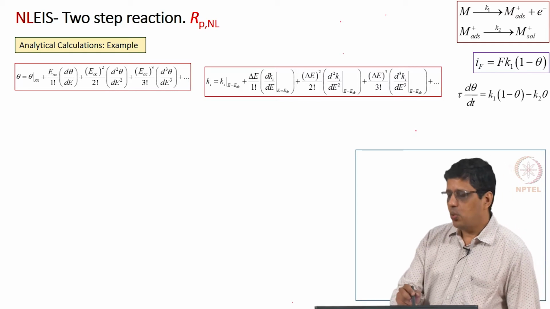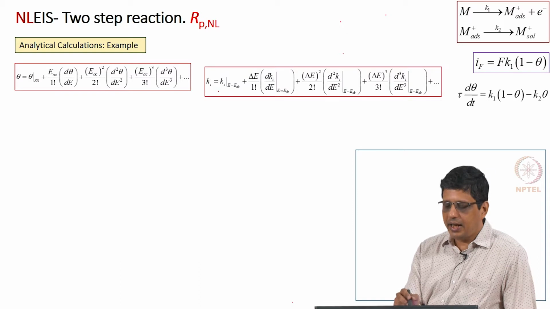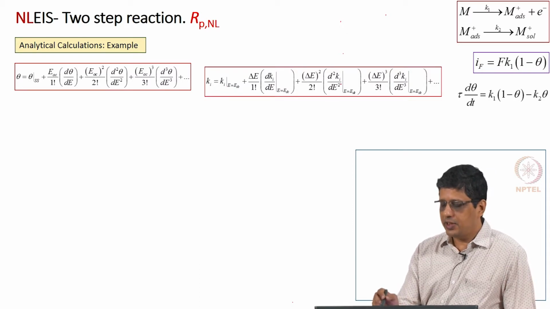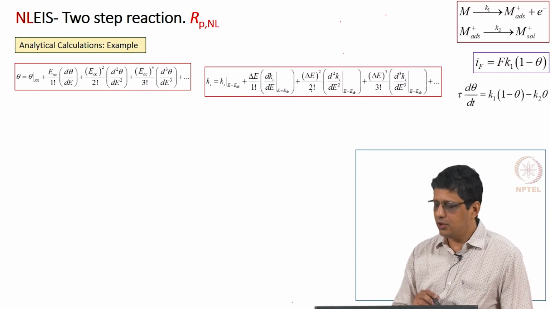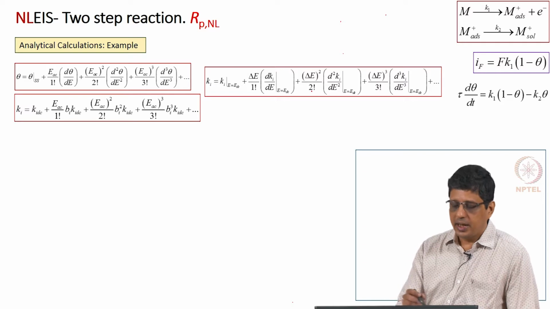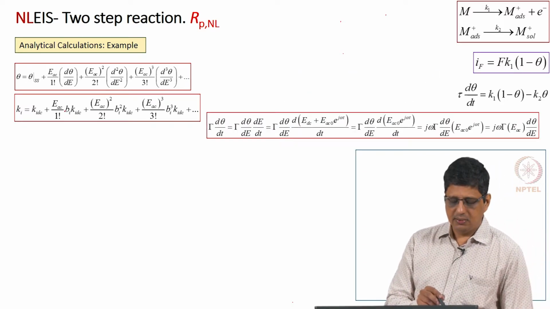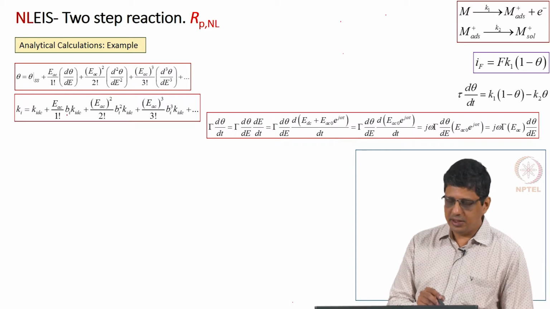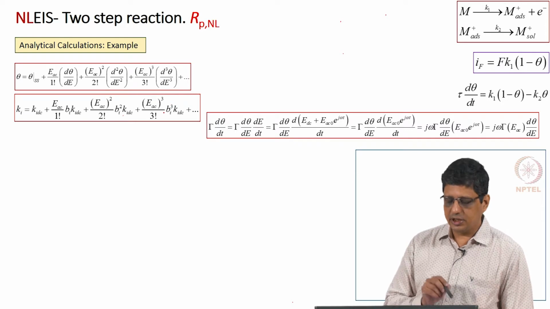I can write the k 1, in this case k 2 is a constant. In general I can write k I as k I at dc and then the derivative, first derivative, second derivative, nth derivative multiplied correspondingly by del E, del E square, del E cube divided by 1 factorial, 2 factorial, 3 factorial and so on. Again I can replace that by k I dc EAC, and the first derivative is going to give me b I, second derivative is going to give me b I square. So, this is actually simple.